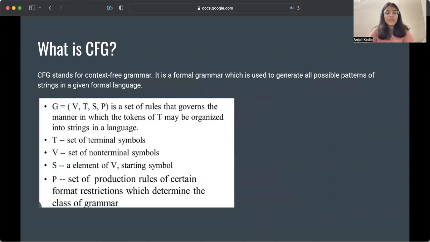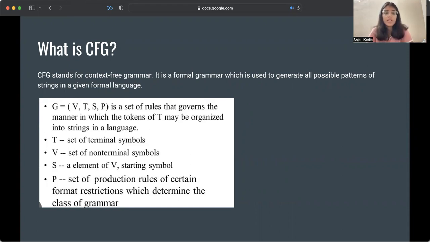Let us begin by understanding what is CFG. CFG stands for context-free grammar. It is a formal grammar which is used to generate all possible patterns of strings in a given formal language.